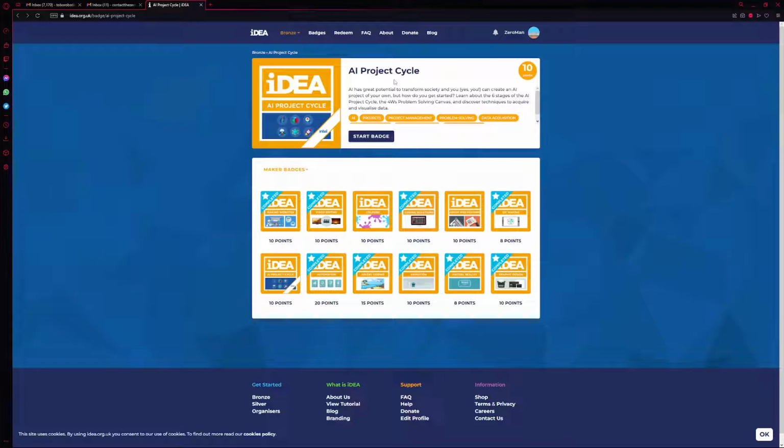But anyway, we're back, and today we're going to be doing AI project cycle. AI has a great potential to transform society, and you, yes, you can create an AI project of your own. But how do you get started? Learn about the 6 stages of the AI project cycle, the 4Ws problem solving canvas, and discover techniques to acquire and visualize data. Let's go ahead and start the badge.